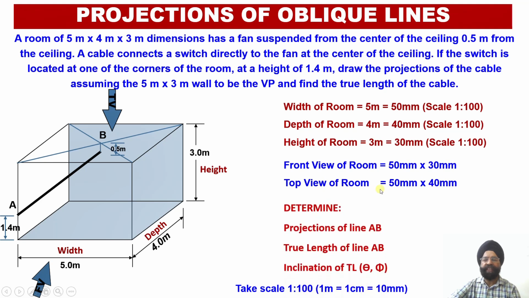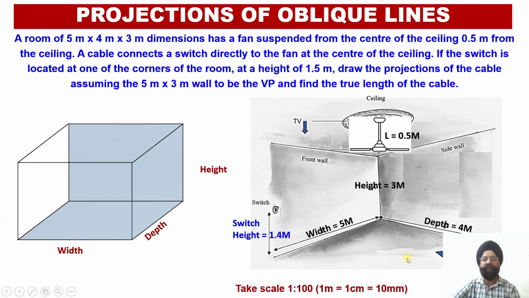And with this information, we are required to draw the projection of the line in the front view, that is A dash B dash, and the projection of this line in the top view, that is AB. We are also required to evaluate the true length of this line AB using the principles of the rotation of the line method, and we will be evaluating the inclinations of the true length of the line with respect to the horizontal plane and the vertical plane, that is, angles theta and phi will also be evaluated.